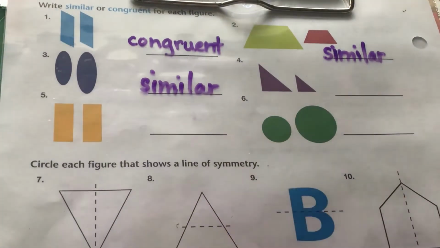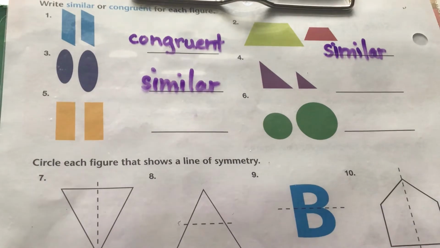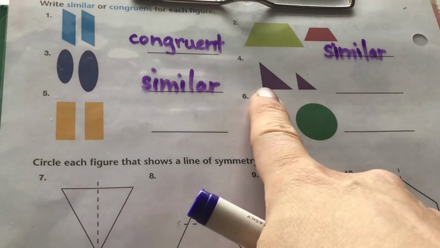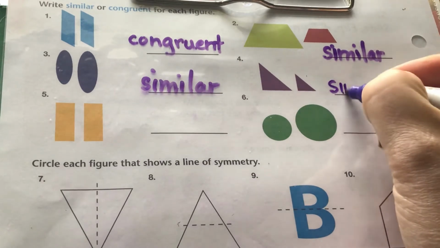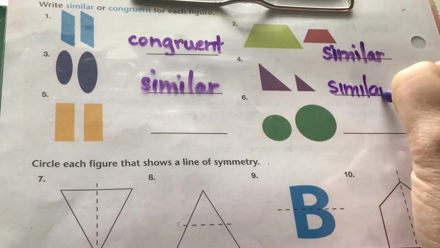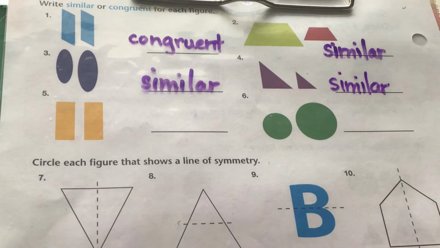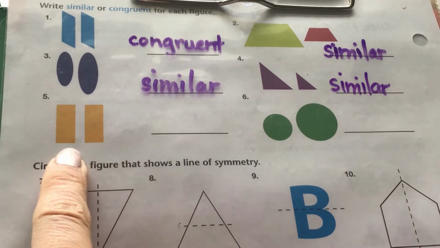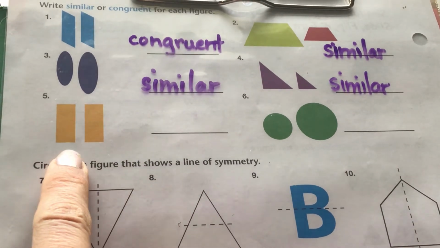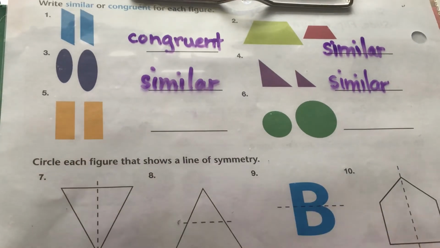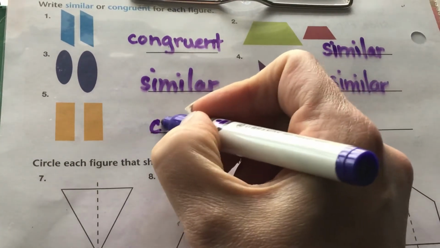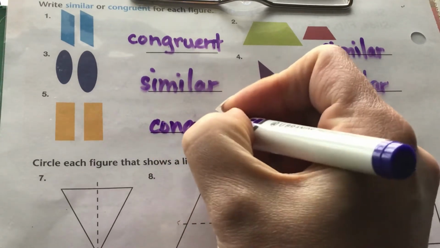Number 4, we have two right triangles. Again, this one's larger, so we would describe them as being similar. Same shape, different sizes. And number 5, we have two rectangles, same shapes and exactly the same size. So these we would describe as being congruent.